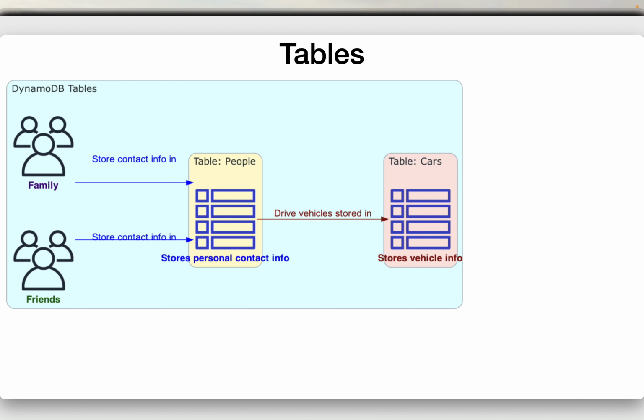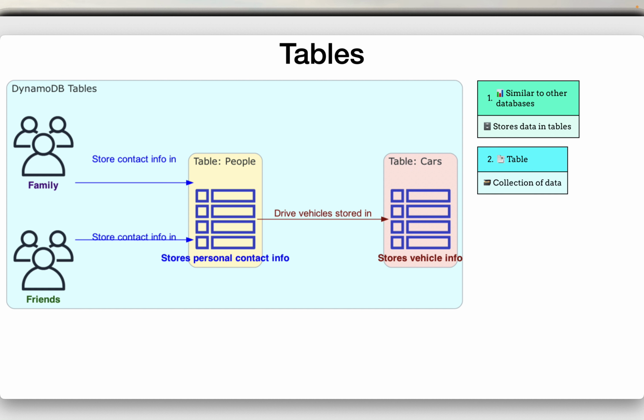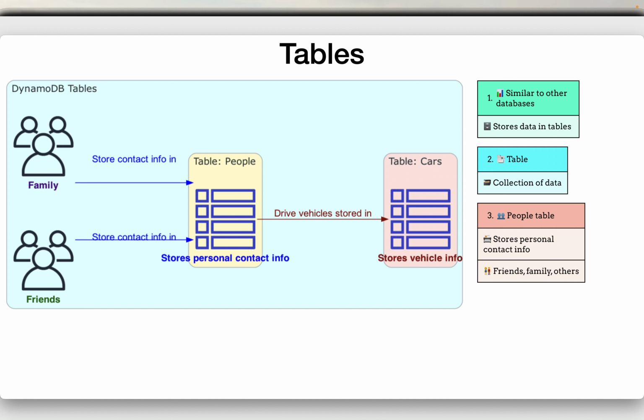Okay, now I will talk about tables. A table is similar to other database systems, and DynamoDB stores data in tables. A table is a collection of data. For example, I will show an example table called people that you can use to store personal contact information about friends, family, or anyone else of interest.